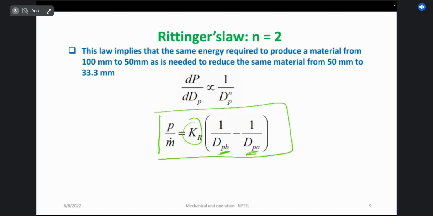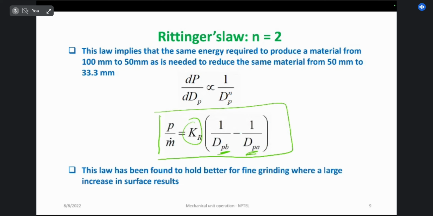We use this law for fine grinding, where a large increase in surface results. Whenever doing an operation which requires fine grinding, this law can give a better approximate value of power requirement. It's not the actual value, but it is better than the other laws. So for fine grinding, we use Rittinger's law: P by m dot is equal to Kr times (1 upon dPb minus 1 upon dPa).